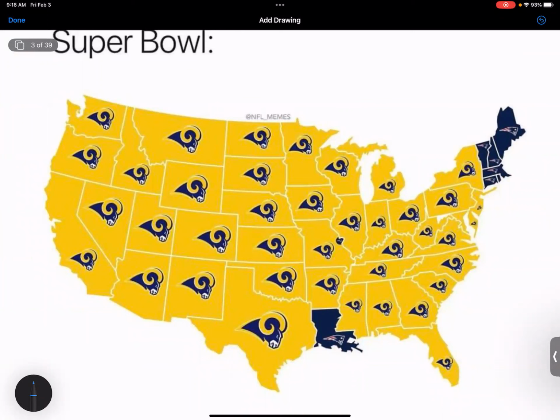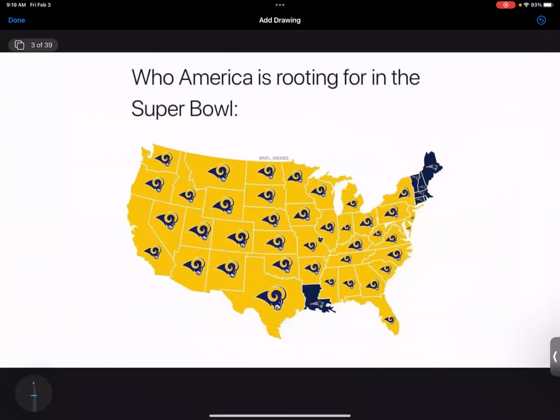It's St. Louis. So any football fans who might figure out why St. Louis was rooting for the Patriots? The Rams left St. Louis. So it's not necessarily, just because they say it's who America is rooting for in the Super Bowl, it might be, I'm not rooting for the Patriots, I'm rooting against the Rams.